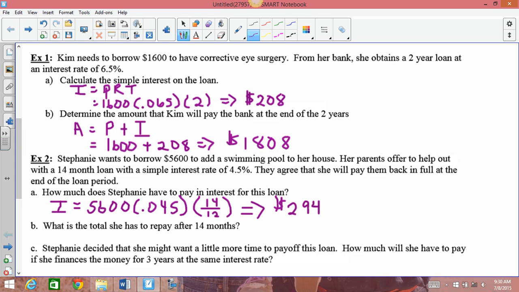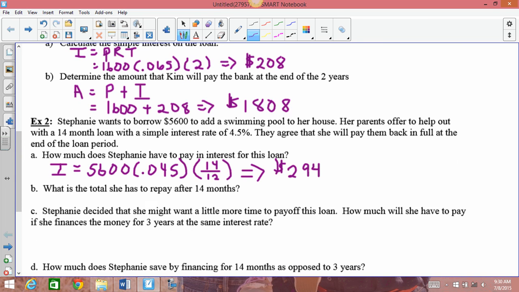Okay. I'll let you do B. It's very similar to what we just did in the previous example. C, though. C, Stephanie gets a little lazy. She says, well, I think I want a little bit more time to pay off this loan, maybe taking advantage of her parents. How much would it cost her then if she finances the money for 3 years as opposed to those 14 months? So figure out, okay, what's her new interest amount? She's still going to borrow the same amount at the same rate.